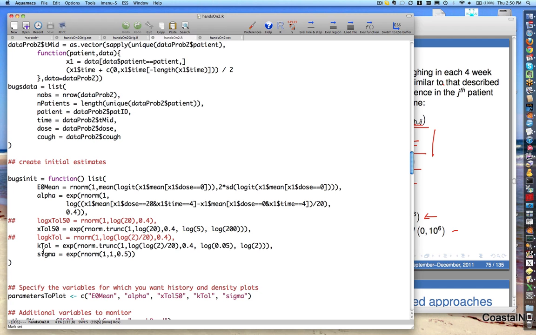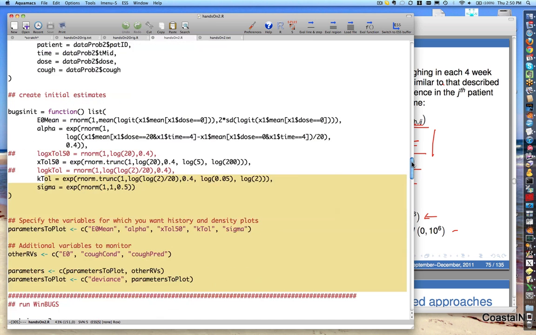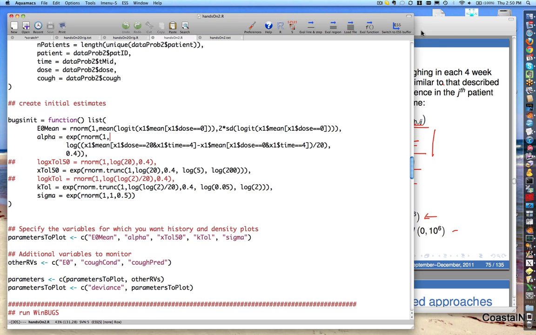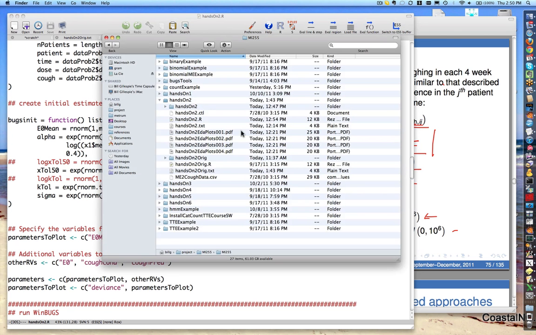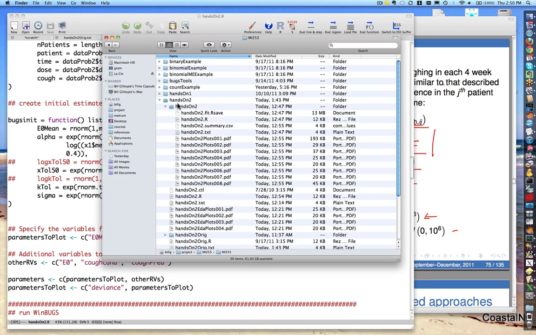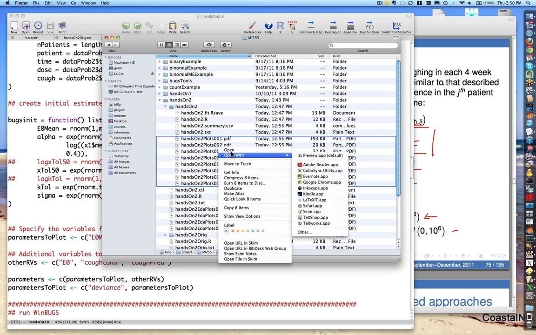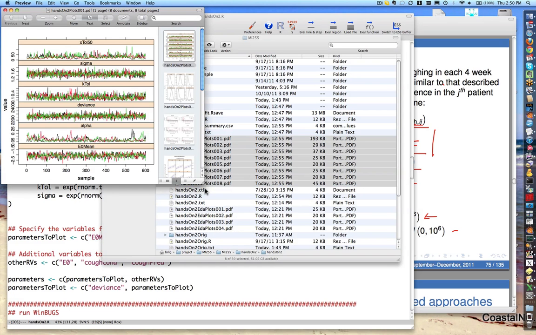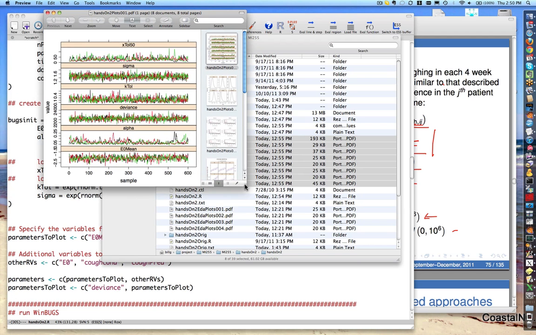So I do that for both the XTOL50 and for KTOL in this case, and ran that. That's the only difference in this case. And when we run that, it's in this one now, hands-on 2. Okay, come on, there we go.